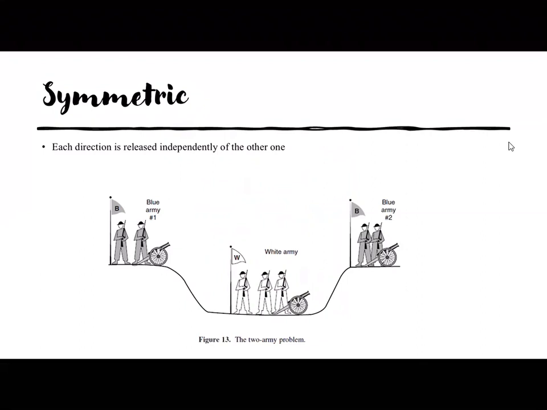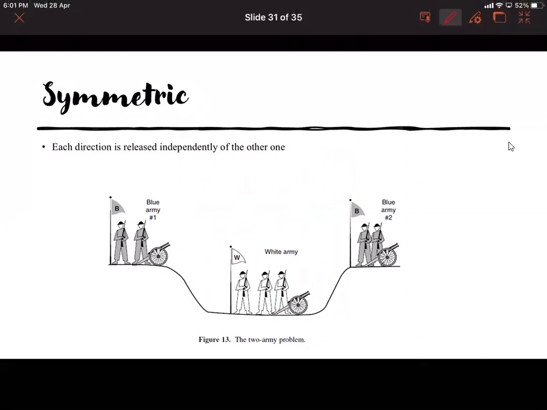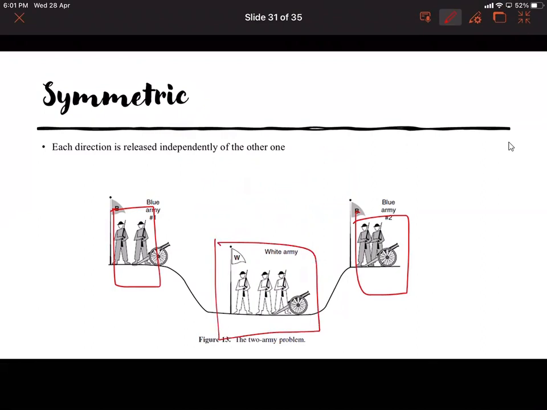You have two armies, the blue army and the white army. The blue army is in two different mountains or hills, and in the valley you have the white army. You can see the total number of people in the blue army is 4, whereas in the white army is 3. So the blue army can easily capture the white army. But for that, both parties, army 1 and army 2, must attack at the same time. To attack at the same time, they have to synchronize.